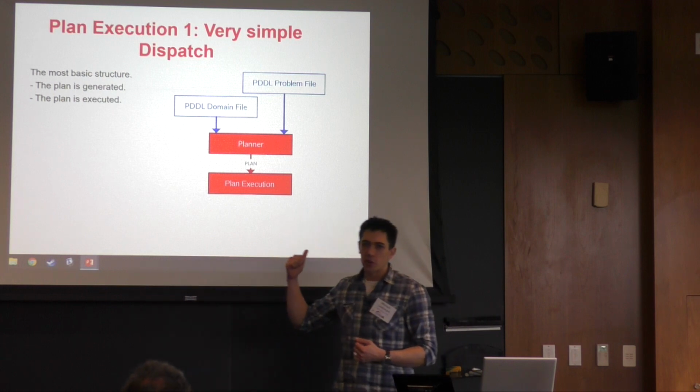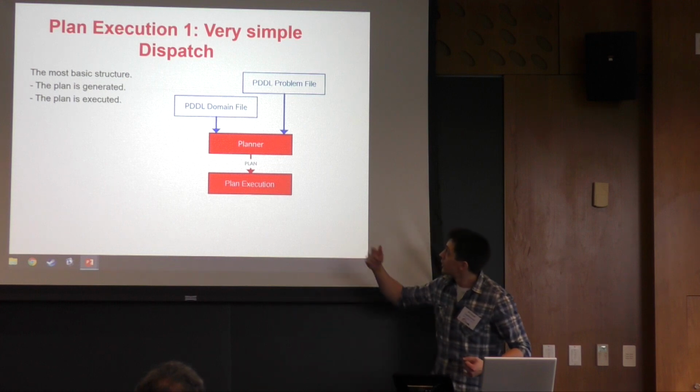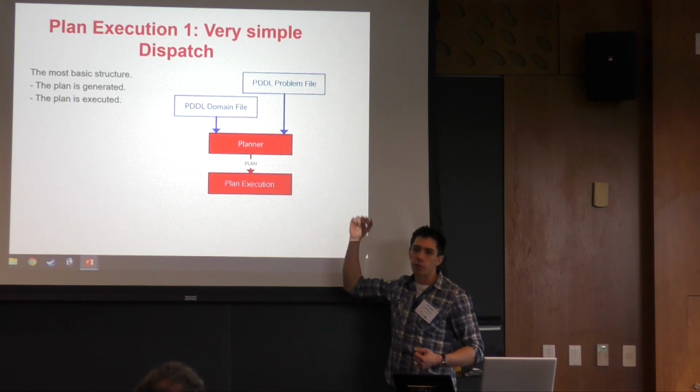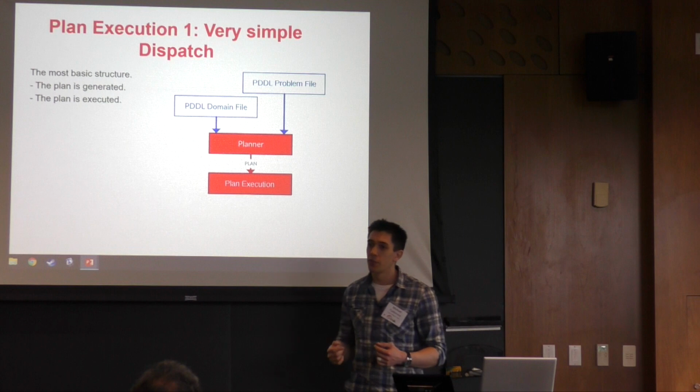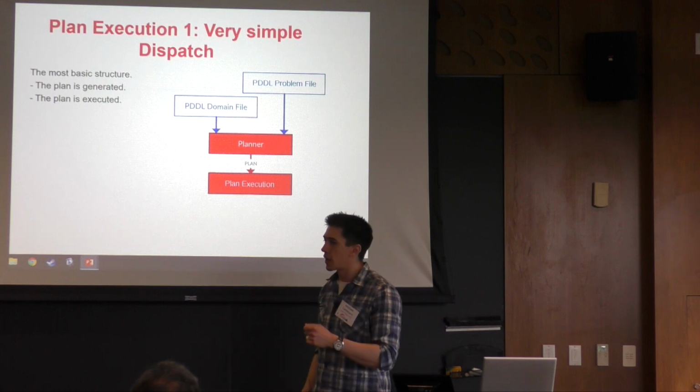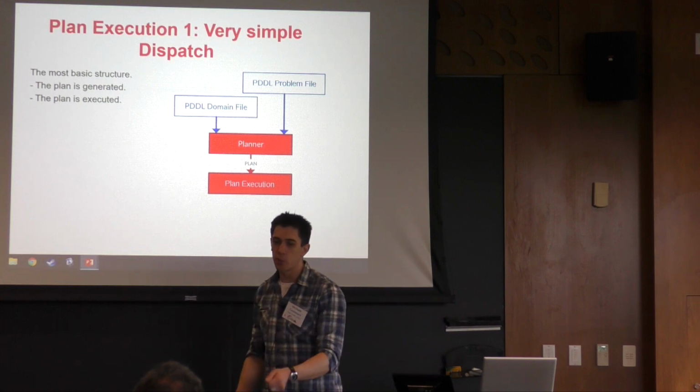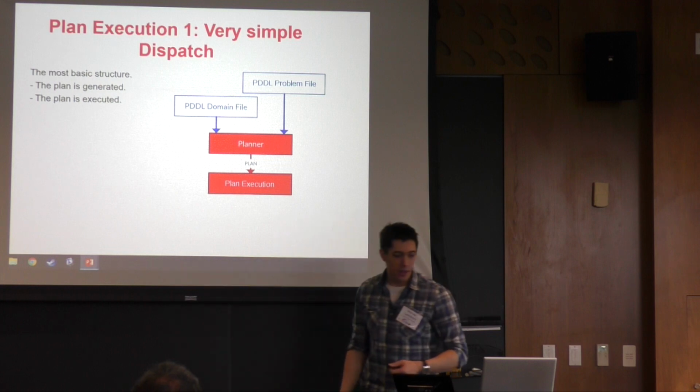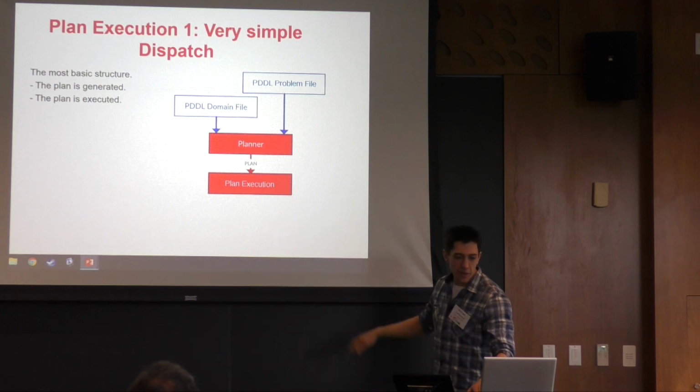And this is the most simple way of doing that, where you've got your domain file, you have your problem file, you want to pass it to the planner, and then you want to take the actions in the plan and send them one by one to the robot controllers. This is where we'll begin.